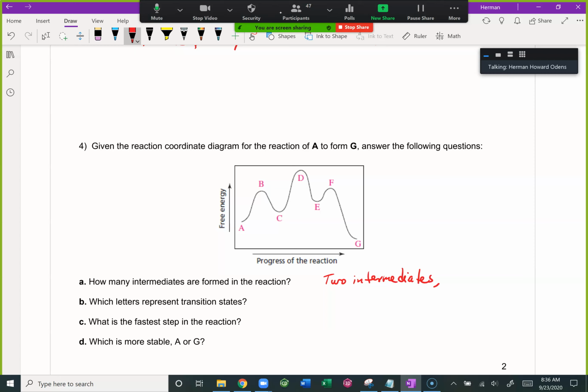Which ones are those, Kaylee? I don't know. Like, do you put both letters together whenever you're talking about intermediates, or just the one? Only one. So an intermediate is actually a product of that step. So what intermediates do you read? Would it be C and E? C and E. Very good.